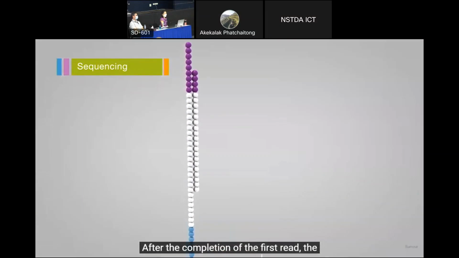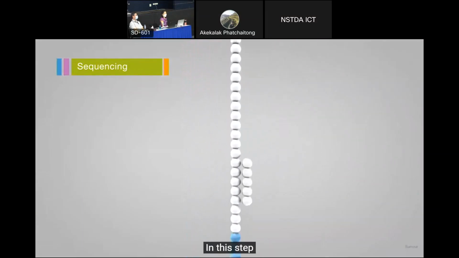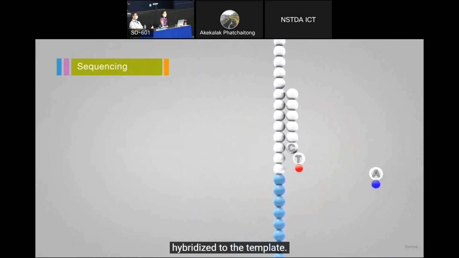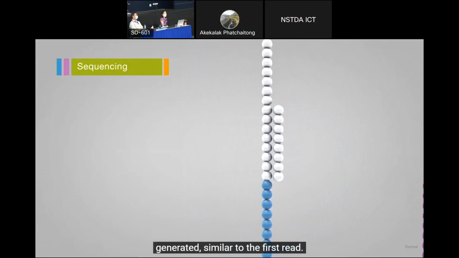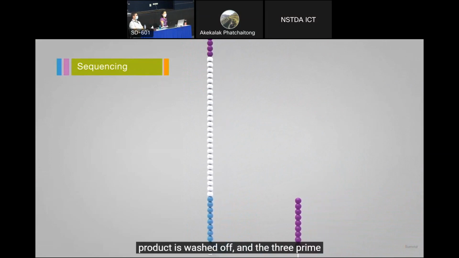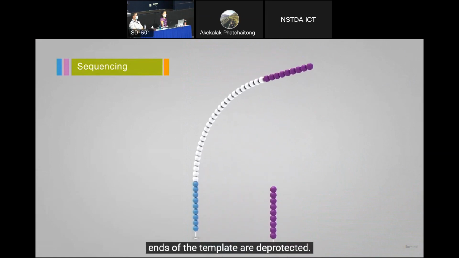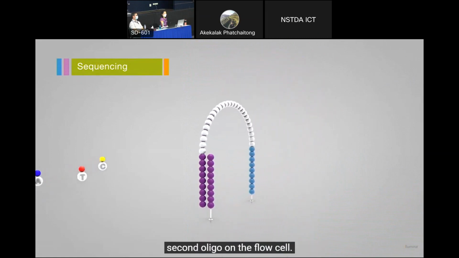After the completion of the first read, the read product is washed away. In this step, the Index 1 read primer is introduced and hybridized to the template. The read is generated similar to the first read. After completion of the index read, the read product is washed off and the 3' ends of the template are deprotected. The template now folds over and binds the second oligo on the flow cell. Index 2 is read in the same manner as Index 1.